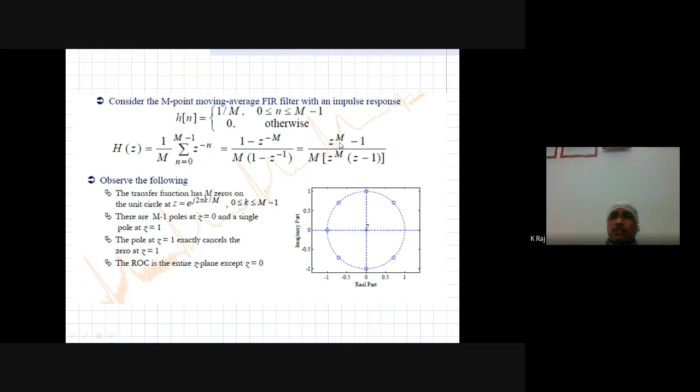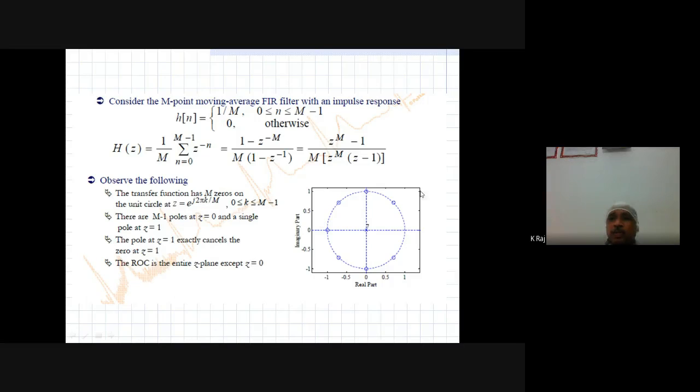Now it is equal to (z^m − 1) divided by m times z^m multiplied by (z − 1). Now what are the observations from the transfer function? The first observation is that the transfer function has m zeros on the unit circle, equidistant and located at z = e^(j2πk/M), where k lies between 0 and M − 1.